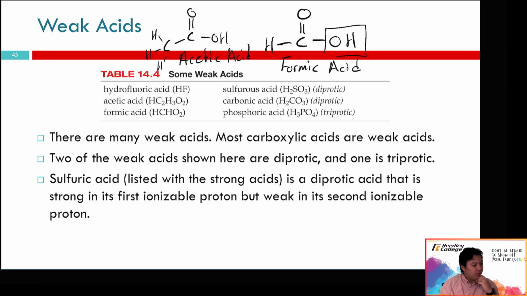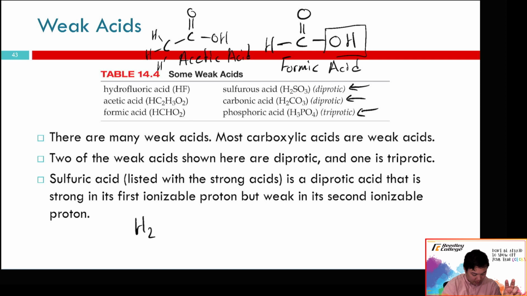Two of the weak acids shown here are diprotic. So we have sulfuric acid, and we have carbonic acid. And then we have phosphoric acid, which is triprotic, right? That's the one we talked about before. So sulfuric acid, listed with a strong acid, is a diprotic acid. It's a diprotic acid that's strong in its first ionizable proton, but weak in its second ionizable proton.